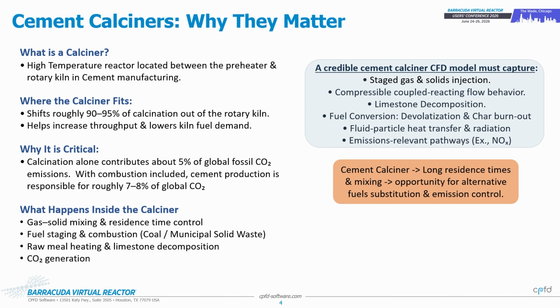The calciner is a high temperature reactor. It is where most of the calcination happens, and typically about 90 to 95% of the calcination occurs in the calciner. And the key thing that it does is it takes this load away from the rotary kiln so that the kiln can focus on increasing cement production, making more money for the cement plants, and that also sometimes helps to reduce the kiln fuel demand.